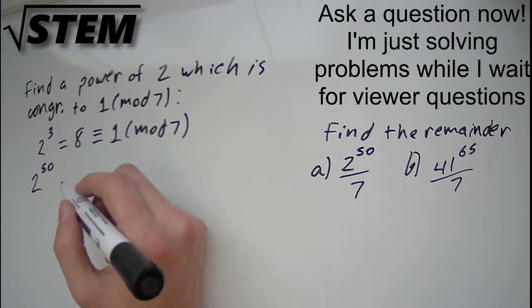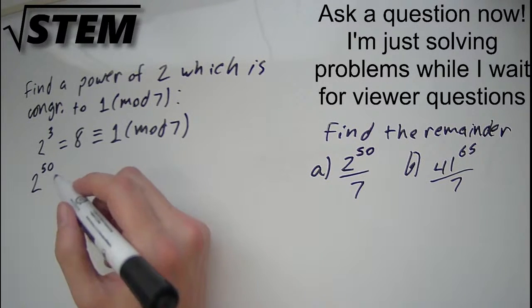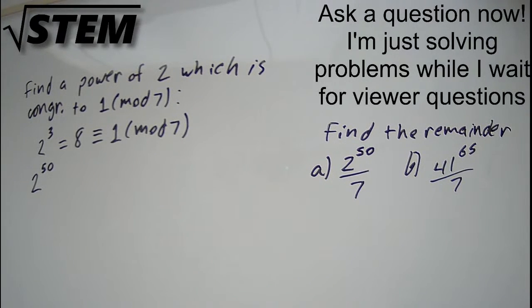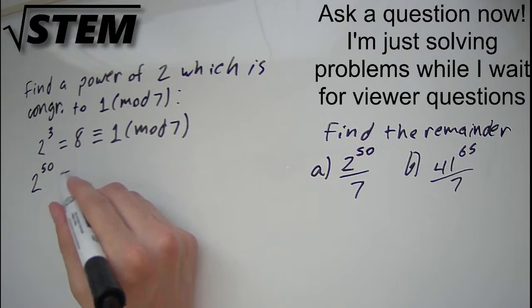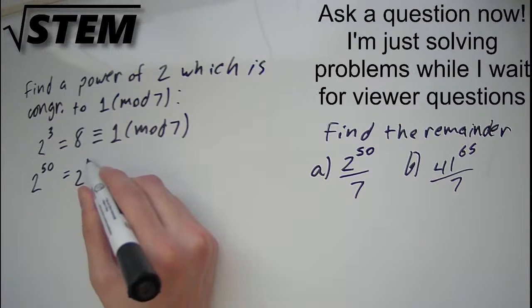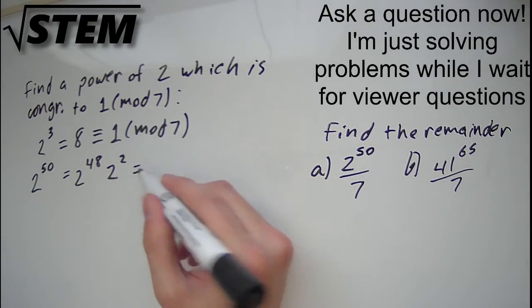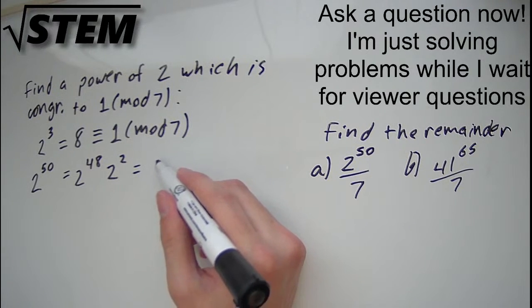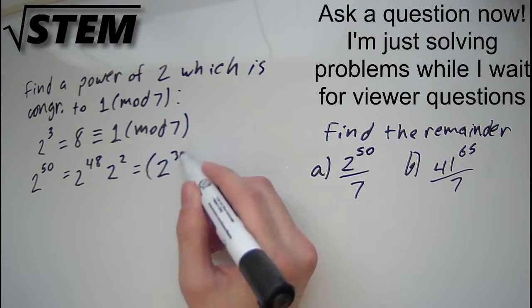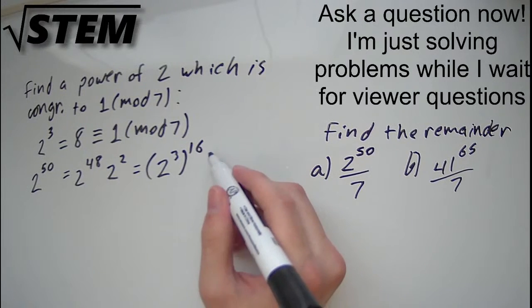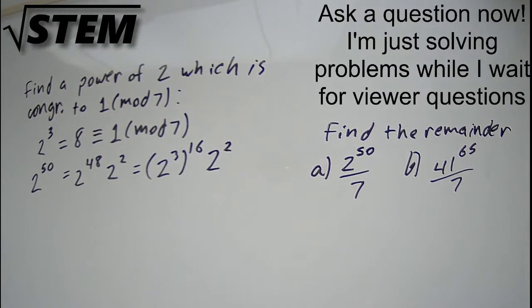What's the biggest multiple of 3 that goes into 50? 48. That sounds right. 48 divided by 3 is 16. So this is 2 to the 48 times 2 to the 2nd. And 2 to the 48 is really 2 to the 3rd, then to the 16th power, and 2 squared is still hanging out there.